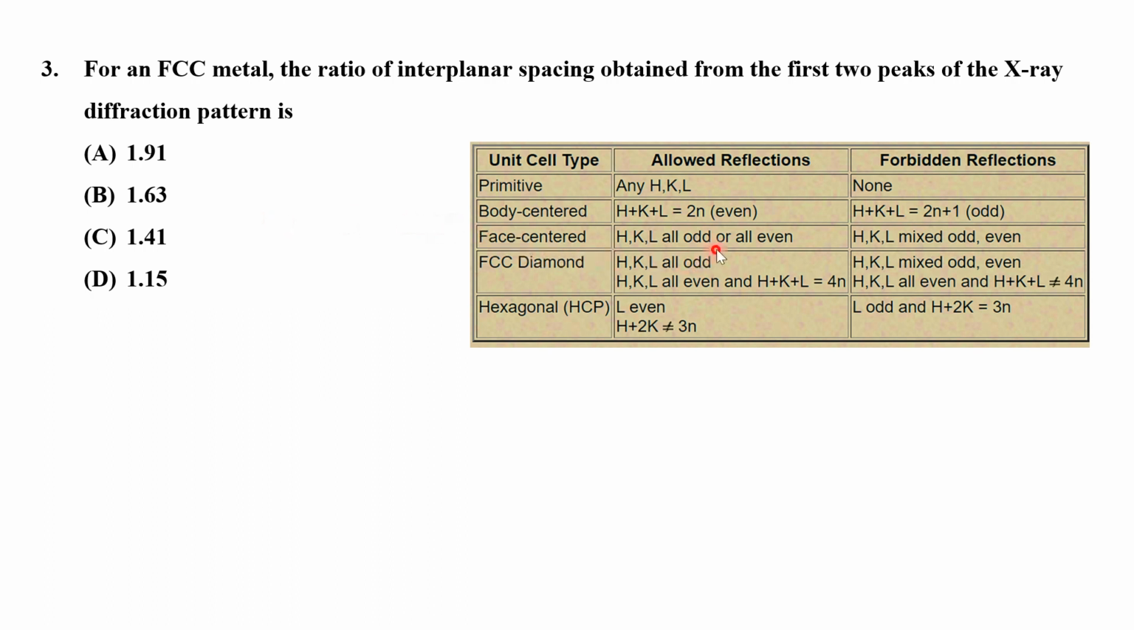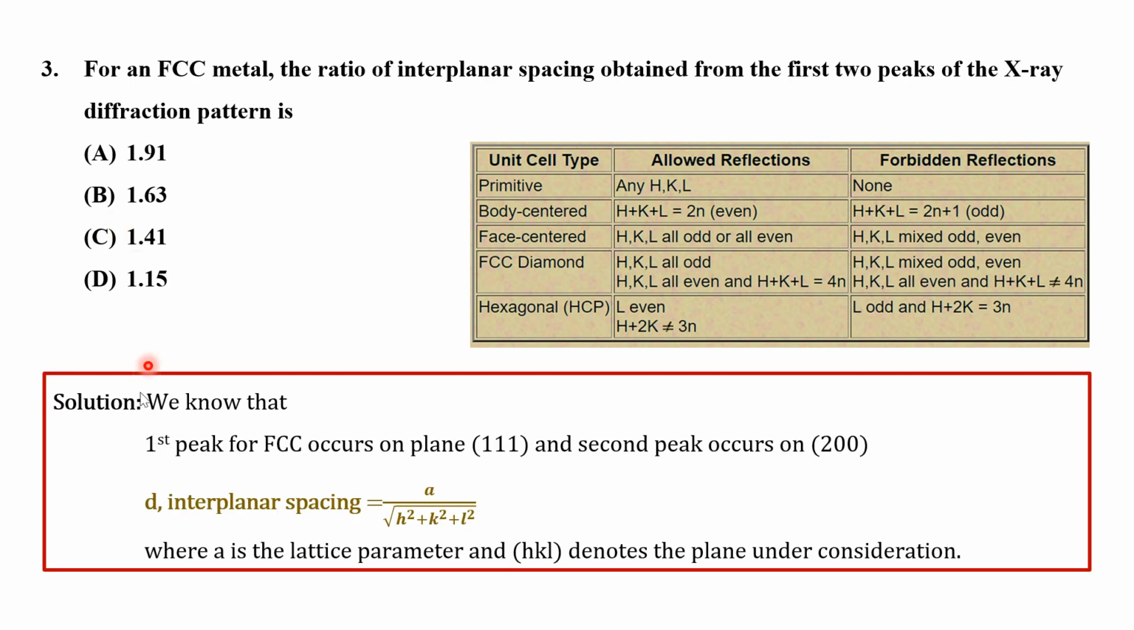Therefore, what will be the first peak in case of an FCC metal? If it's an all odd combination, what will be the first set of three numbers in FCC? It should be all odd. Yeah, that is the correct answer. So the first peak will be 111. And next, after 111, when we take a similar combination, it will be 200. Therefore, the first peak in FCC occurs on plane 111. The second peak occurs on plane 200.